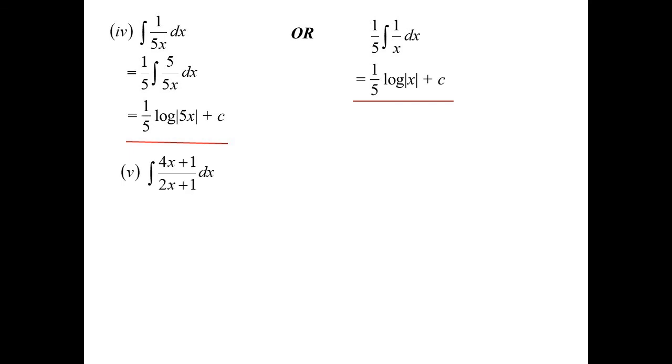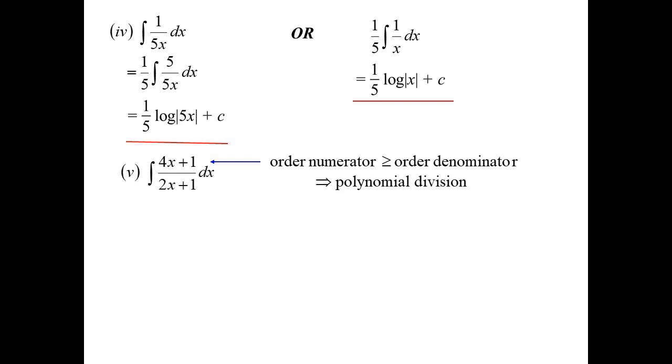Integral of 4x plus 1 on 2x plus 1. This one is impossible to create the derivative on top because the derivative would be 2. Well, how do I turn 4x plus 1 into 2? I can't. So before I do that one, if you have this situation, you'll notice we're still dealing with basically polynomials here. But the order of the numerator is greater than or equal to the order of the denominator. Then do a polynomial division first.